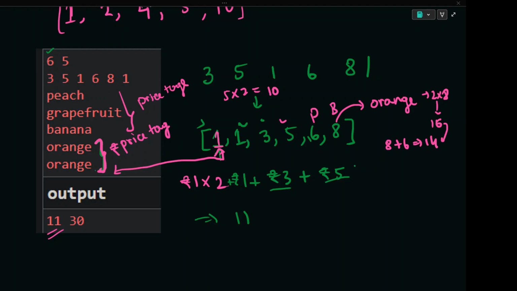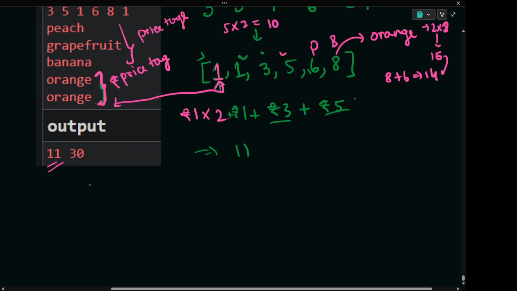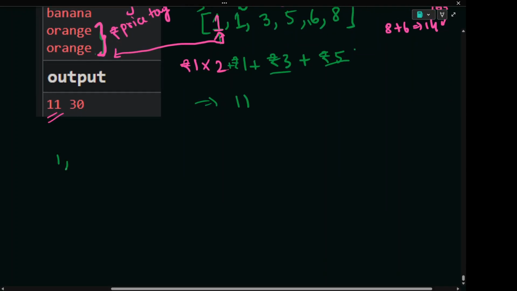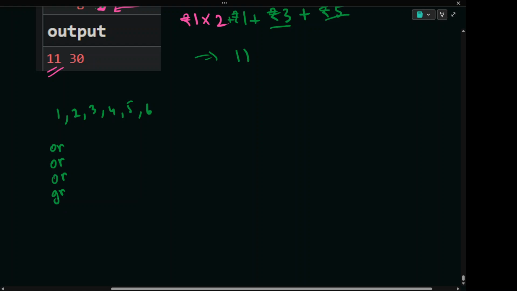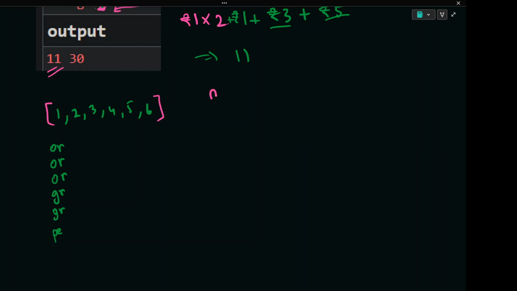Yes, yes, sir. Okay, perfect. So how do you go about and solve this problem? Let's take a small example again. Let's take price tags as 1, 2, 3, 4, 5, 6. We have orange, orange, orange, we have grapes, grapes, and also let's say peach. These are the price tags. These are the fruits. So now for the minimum case, what would you assign this orange as?